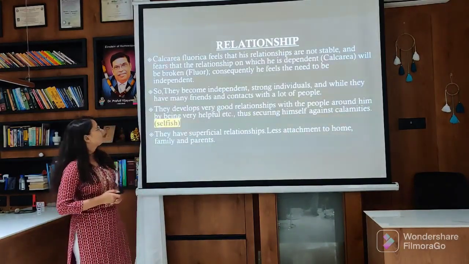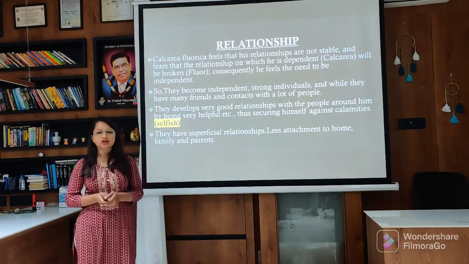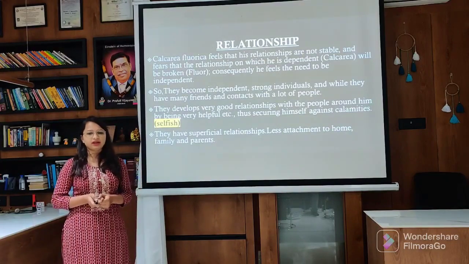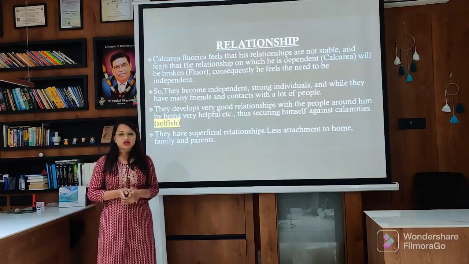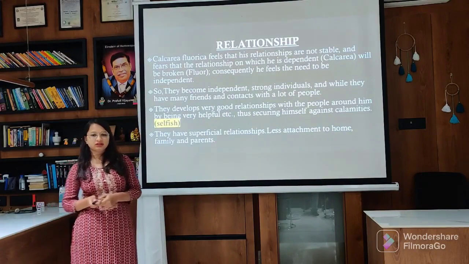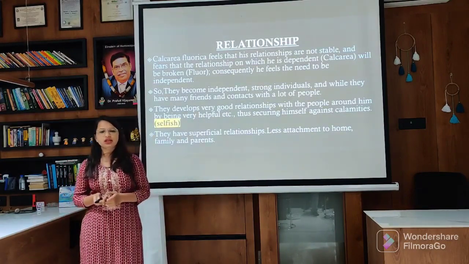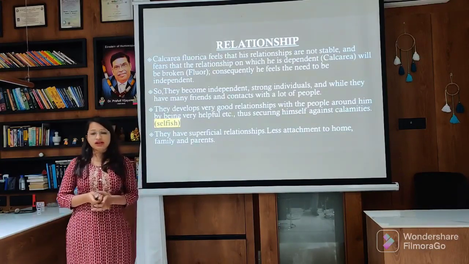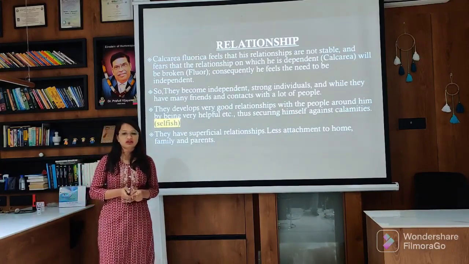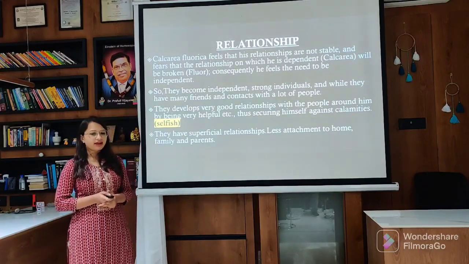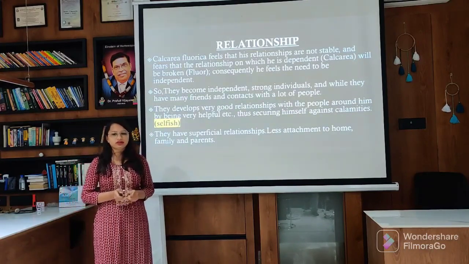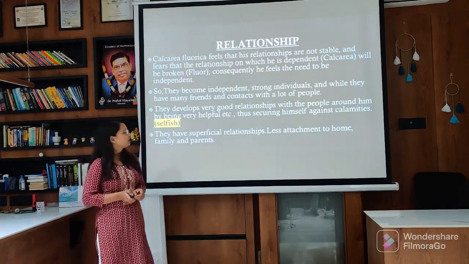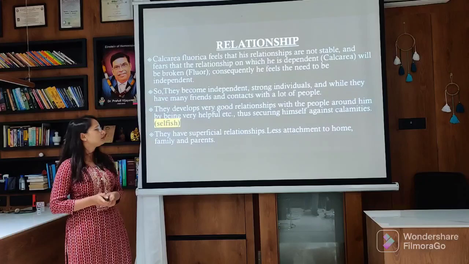Relationship. Calcarea fluorica feels that his relationships are not stable. He feels that the relationship on which he is dependent will be broken. Consequently, he feels that he needs to be independent, so they become independent, strong individuals. While they have many friends and contact with lots of people, they develop very good relationships with the people around him by being very helpful. Thus, they give security to themselves.